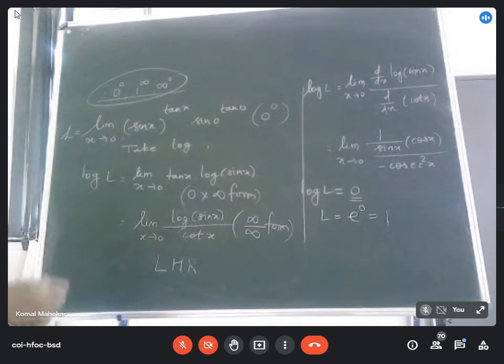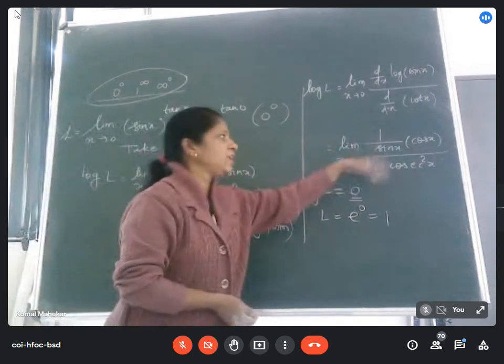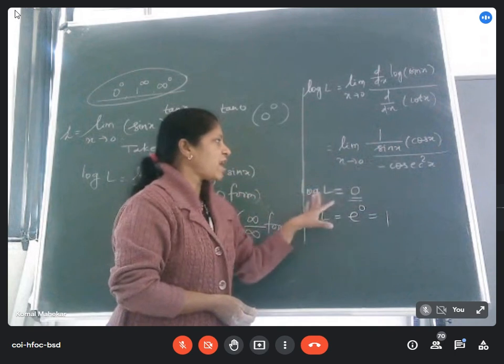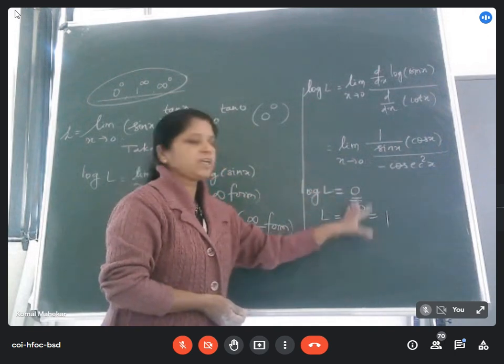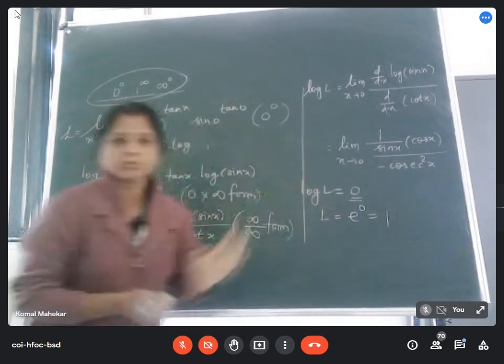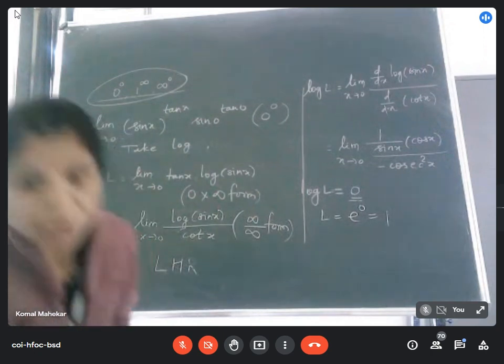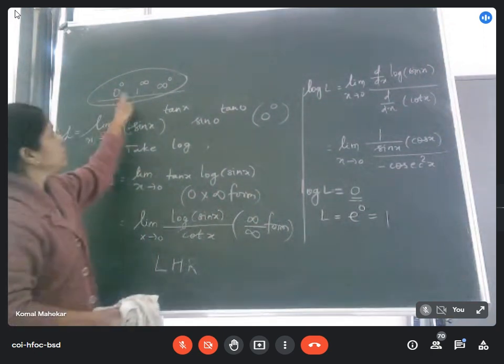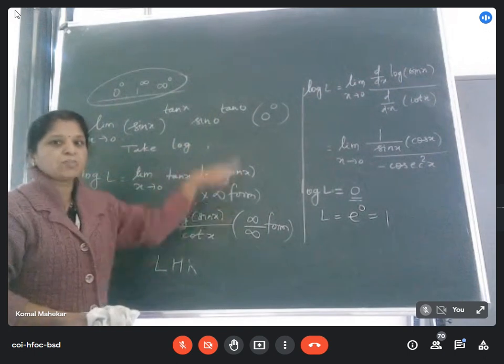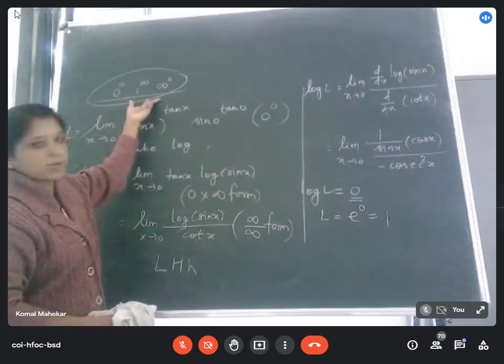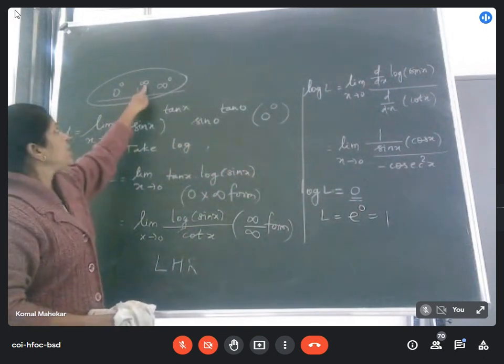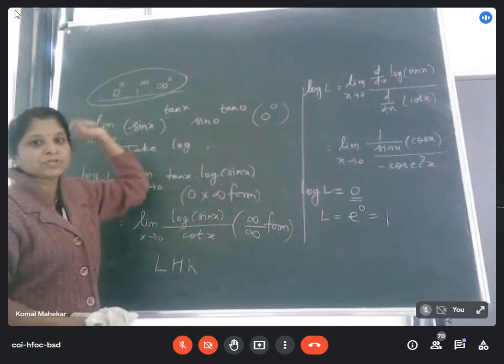By putting x equal to 0 in the right hand side, we get this limit as 0, and log of L is 0, so L will be e raised to 0, that is 1. In this way we can solve the problems of 0 raised to 0 form. Now we use the same procedure for solving problems of the remaining two forms, that is 1 raised to infinity and infinity raised to 0 form.